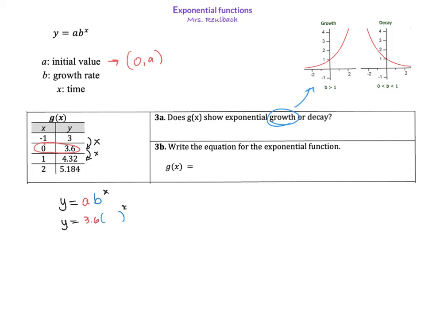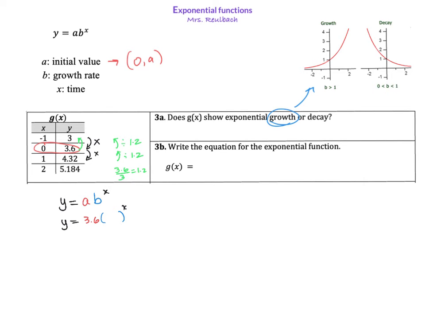So instead of working down the table, an easy way to do that is to work back up the table. Since you're going the opposite direction, instead of multiplying, you will divide, and that'll give you the number that you need. So if you have 3.6 and you divide it by 3, remember we're going back up the table, 3.6 divided by 3 will give you 1.2 as a growth rate.